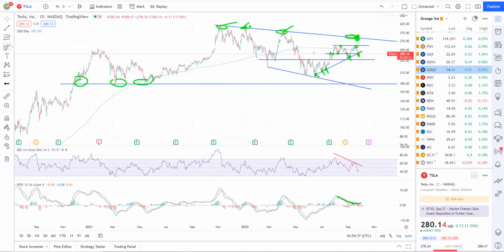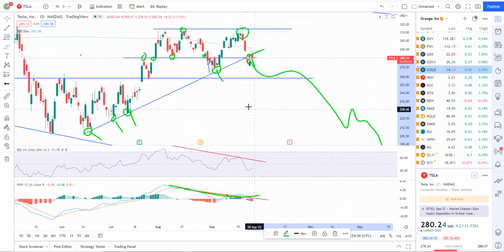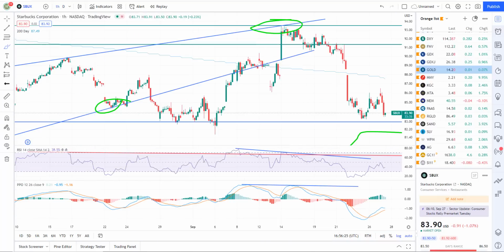Okay, on the daily chart, that is decent support right there, and I think we do this, and then probably chop around here, but I think we work our way down to that area of support. So I still like this as a short trade. I'm sticking with it.